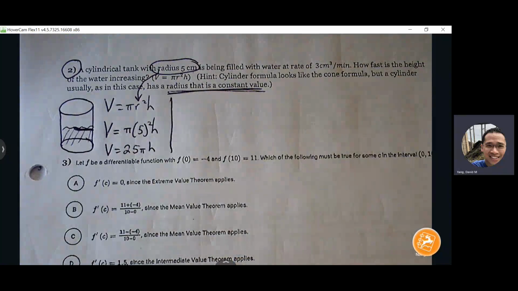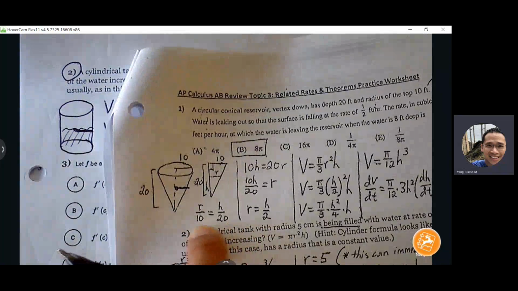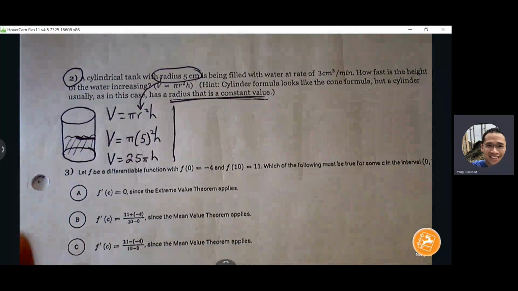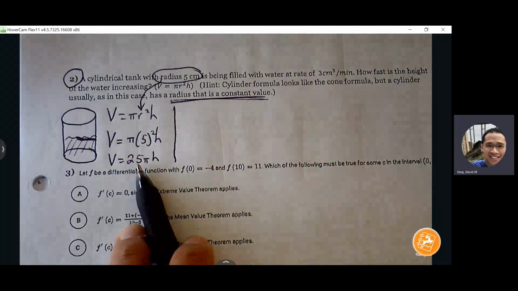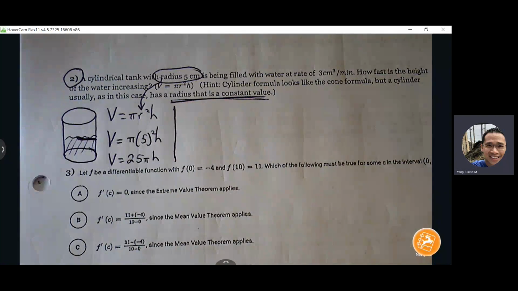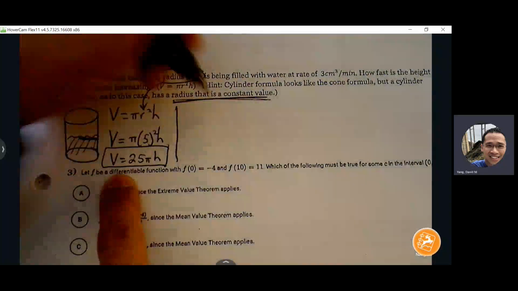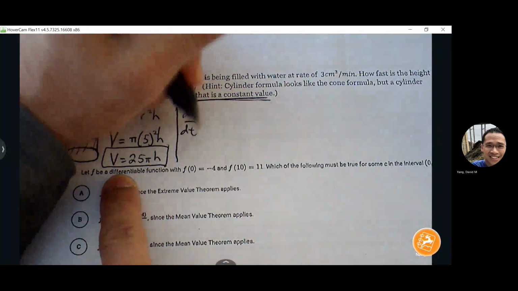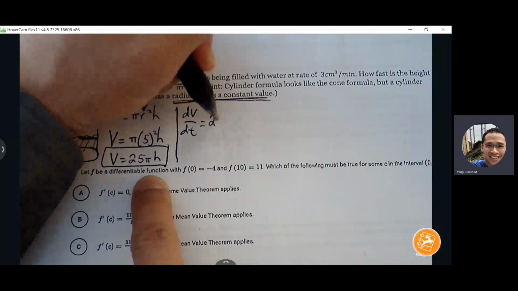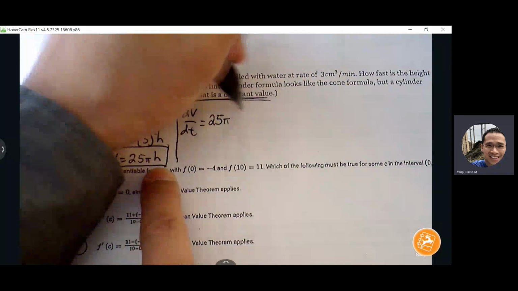I see some students try to force this ratio into the problem, but it just doesn't fit, right? There's no need for it. Once you got rid of r, then you're already in terms of h, and you're ready to find the derivative. So what does V become? dV/dt. 25 pi is the coefficient. It just doesn't go anywhere. It stays. And then h becomes dh/dt.